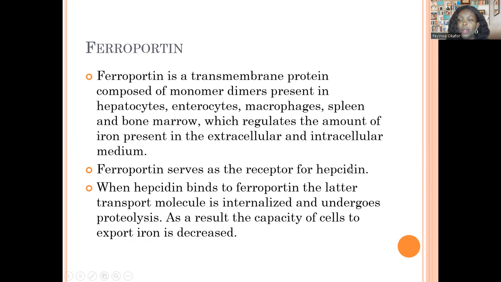Ferroportin serves as the receptor for hepcidin. When hepcidin binds to ferroportin, the latter transport molecule is internalized and undergoes proteolysis. As a result, the capacity of cells to export iron is decreased. So hepcidin exerts its influence as a regulator of iron homeostasis by acting on ferroportin, the only known channel through which iron is exported out to the plasma, whether absorbed iron, recycled iron, or stored iron, stopping it from allowing iron to be released into the system.